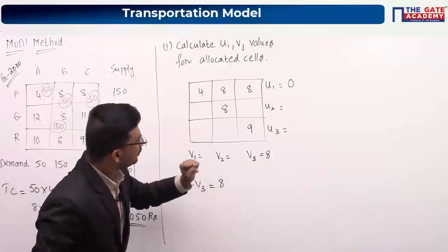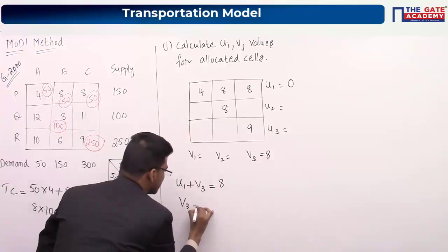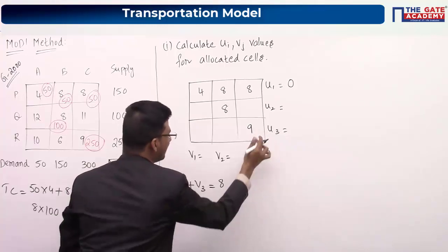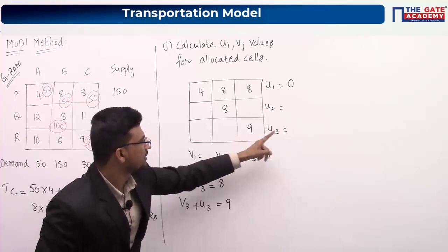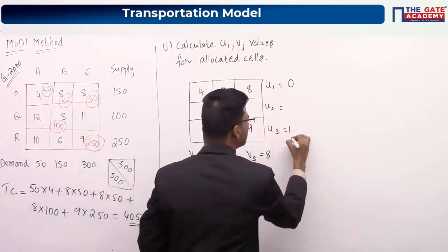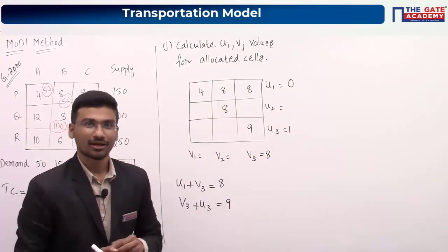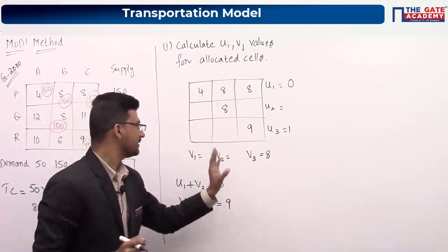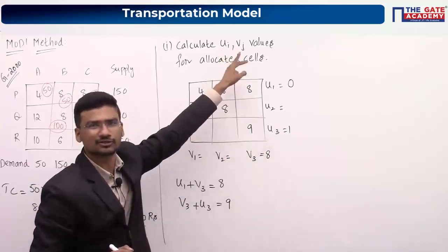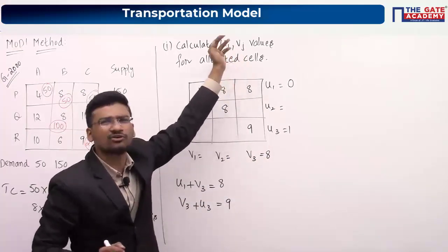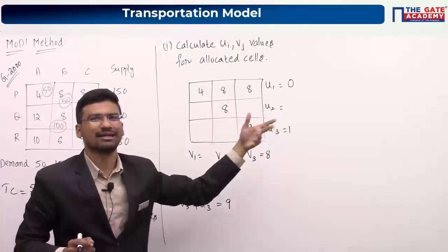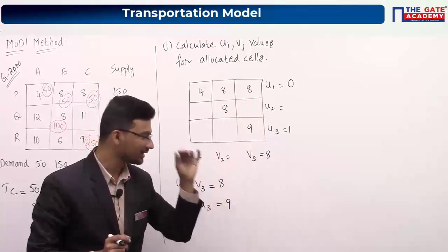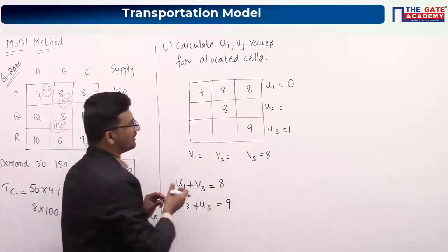Now similarly you can write v3 plus u3 is equal to 9. So what about the u3 value? It will be 1. So like this you have to calculate ui and vj values, where i is equal to 1, 2, 3 and so on, and j will be equal to 1, 2, 3 and so on up to n, any number you can imagine.